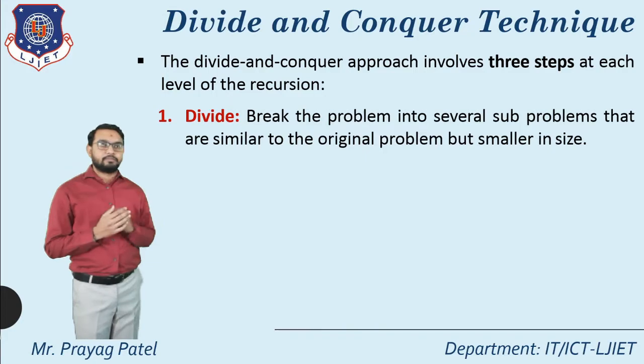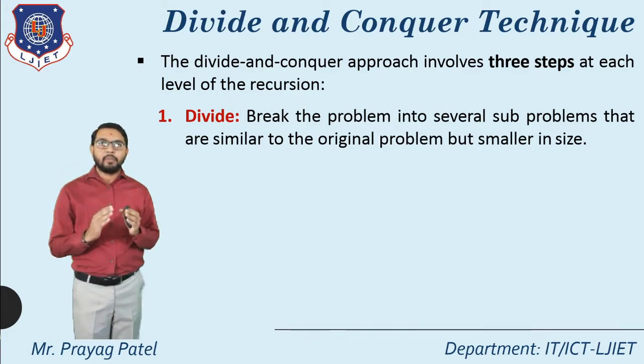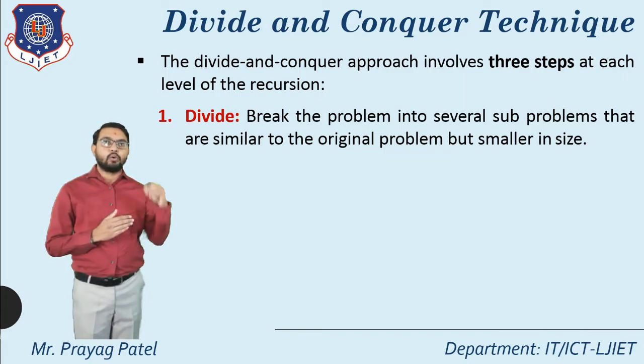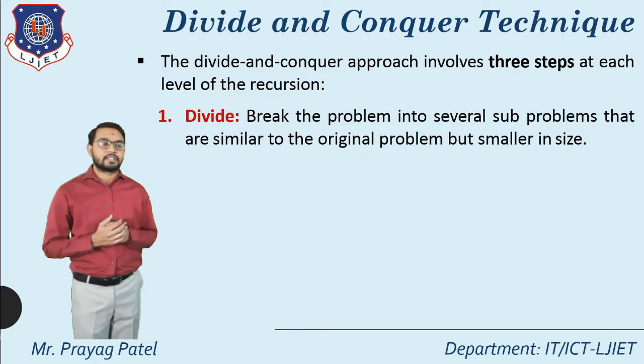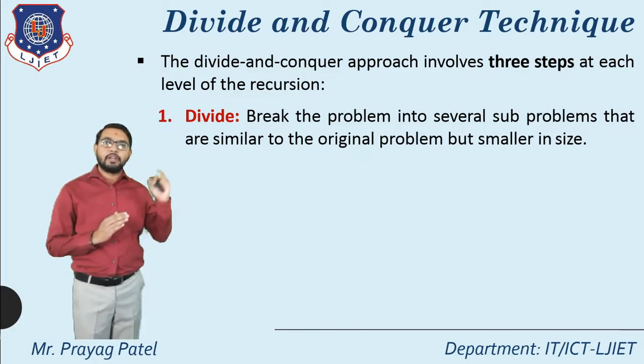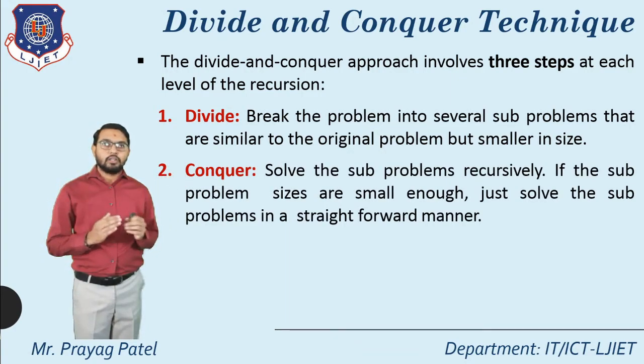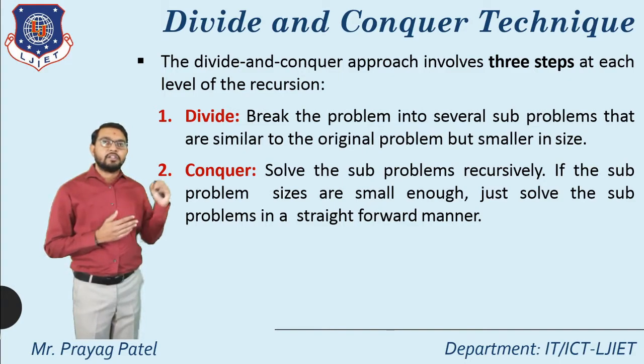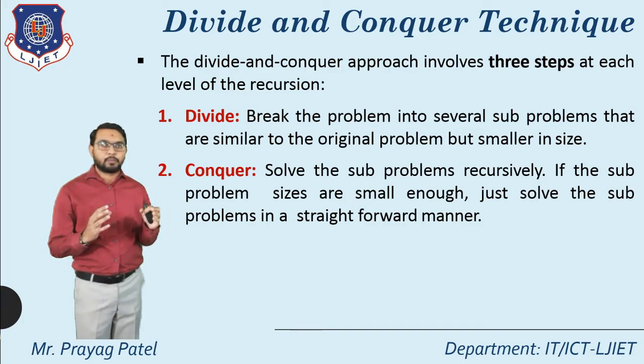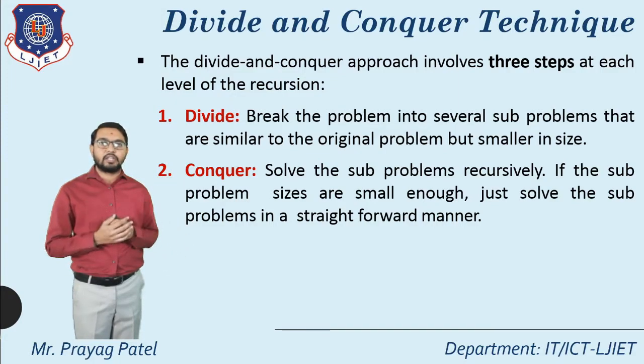First step is divide. Now what is divide? Divide means break the problem into several subproblems that are similar to the original problem but smaller in size. So the first step is to divide the problem into subproblems. Second step is conquer. Conquer means solve the subproblems recursively. If the subproblem sizes are small enough, just solve the subproblems in a straightforward manner. So after dividing the problem, you come to the conquer step, means you can solve the subproblems parallelly, concurrently.